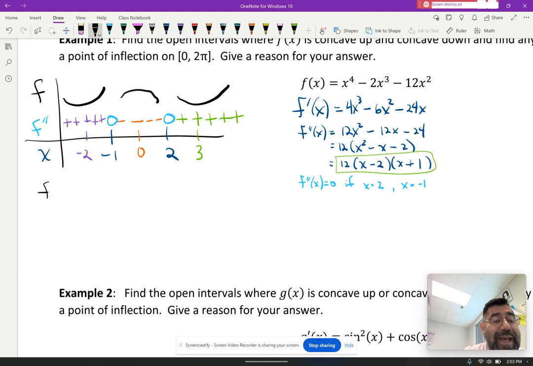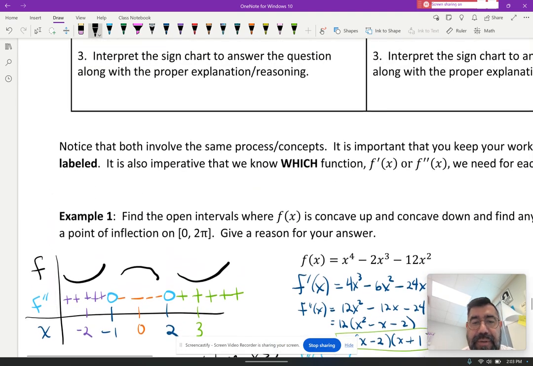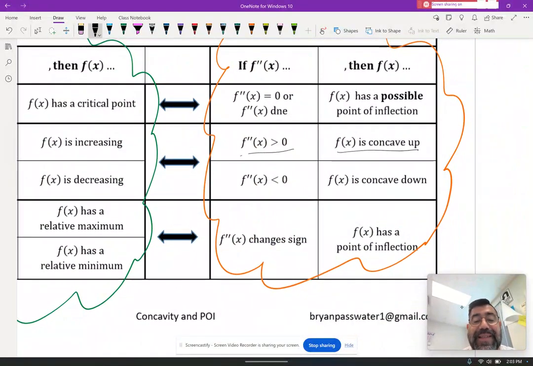So I can say f is concave up on these two intervals, x's that are less than -1 or, I guess I should say or, x's that are greater than 2. And I know this because the second derivative is greater than 0. Right? That's what we were told. Come back over here in case you forgot. I know that a function is concave up if the second derivative is greater than 0.